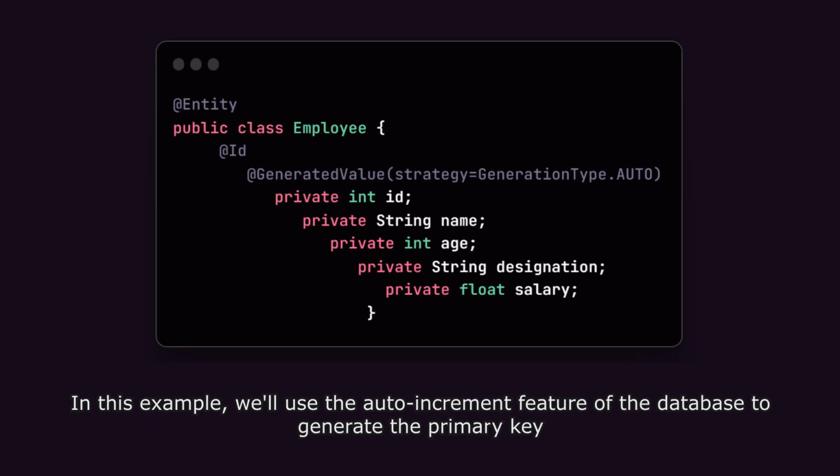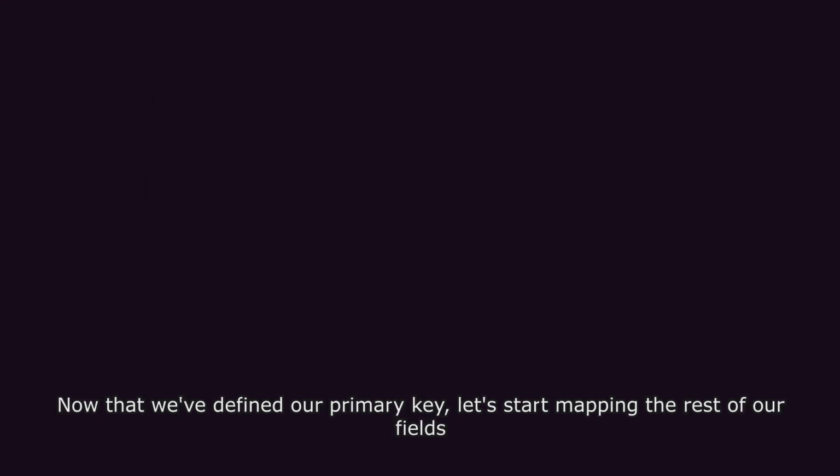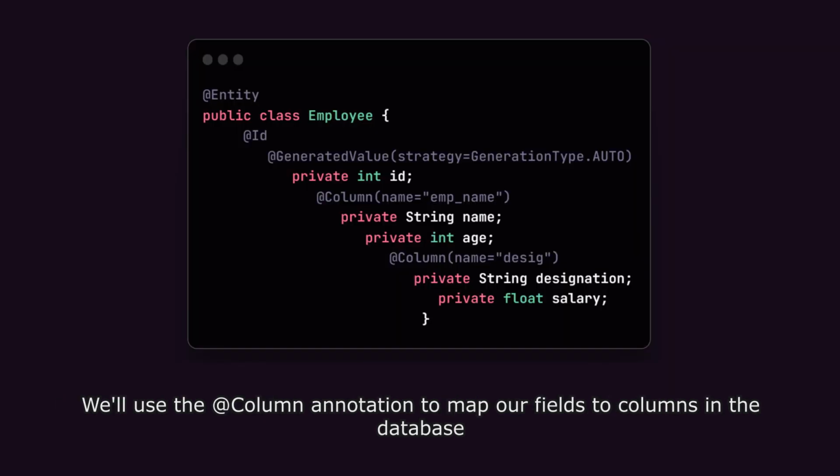Next, we need to define the primary key for our entity using the Id annotation. In this example, we'll use the auto-increment feature of the database to generate the primary key. Now that we've defined our primary key, let's start. We'll use the Column annotation to map our fields to columns in the database.